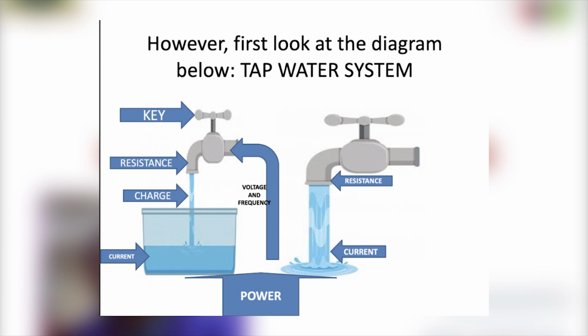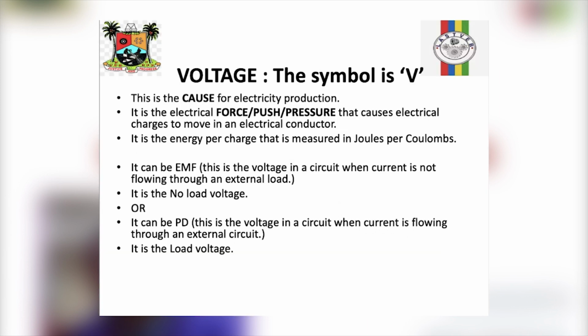Voltage symbol is V and is defined as the cause for electricity production. So it's the electrical force or push, the pressure that causes electrical charges to move in an electrical conductor. It is the energy per charge that is measured in joules per coulomb.